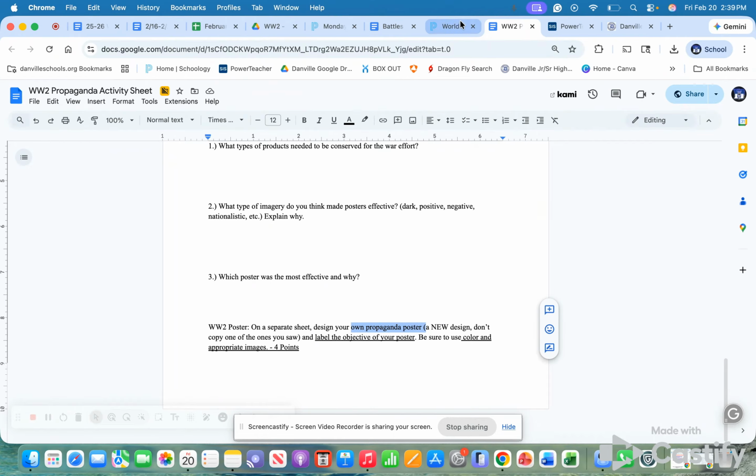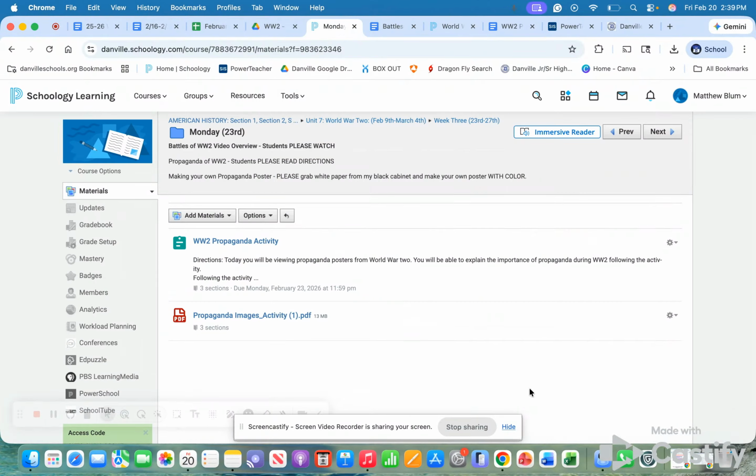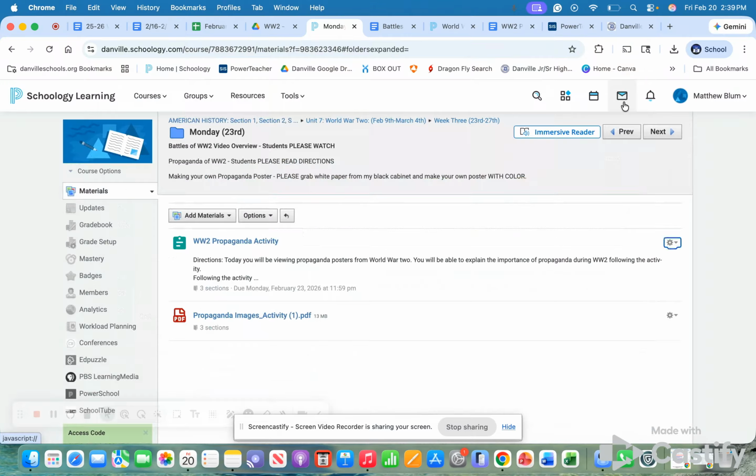All right, and I'm looking for that to be done on a white piece of paper and then turned in on my desk. All right, these directions are also located right here. Okay, and then like I said in the last video, if you need to pause and go back to any of this, feel free. When I post this video, it's going to be at the very top of this folder.